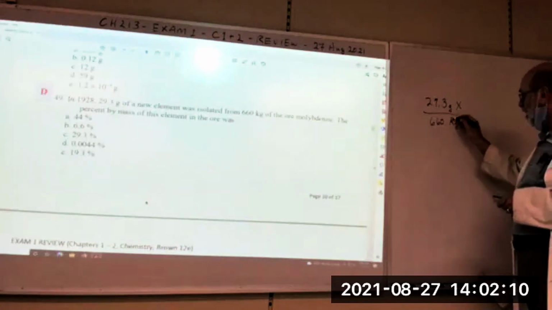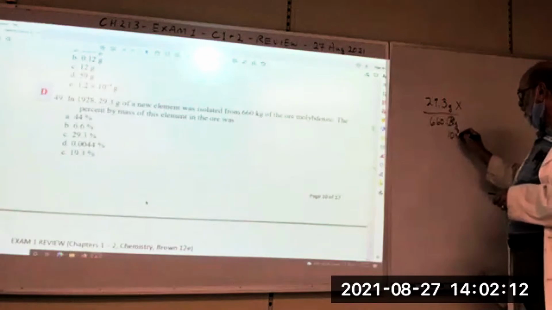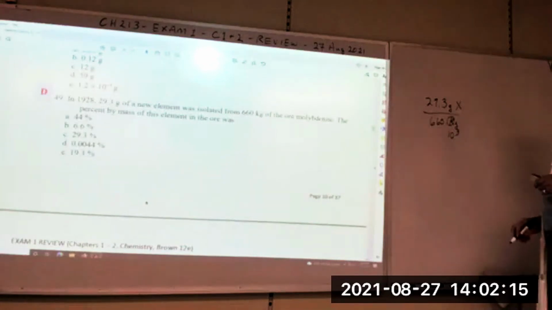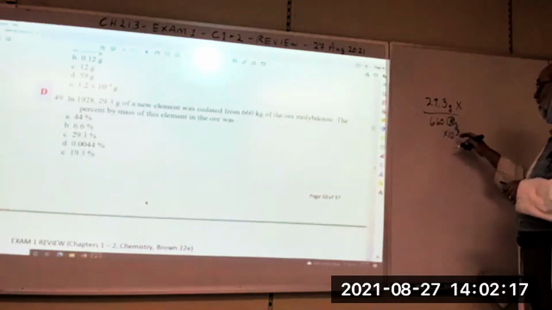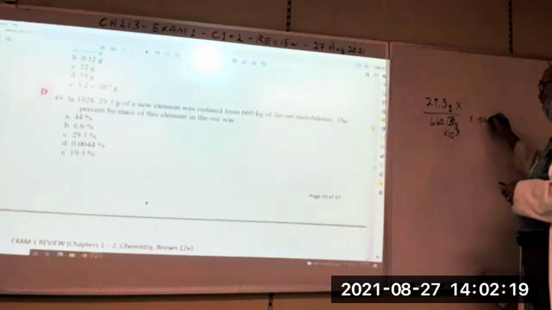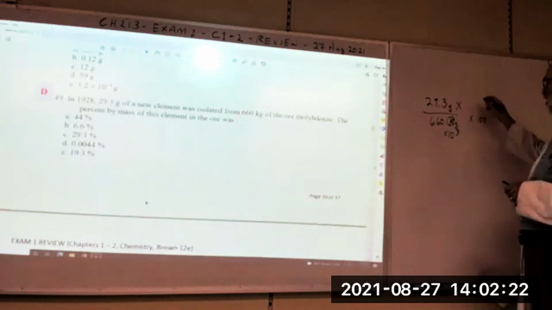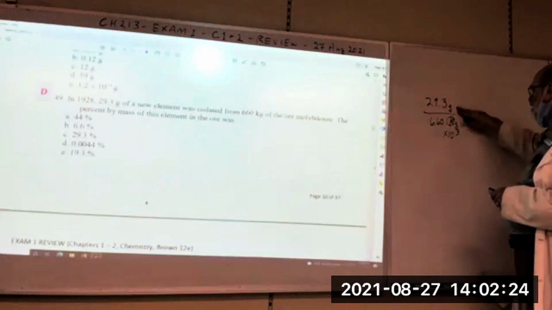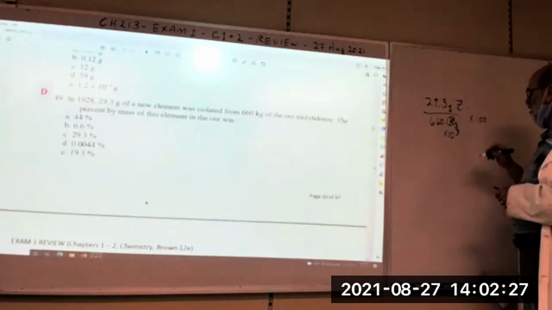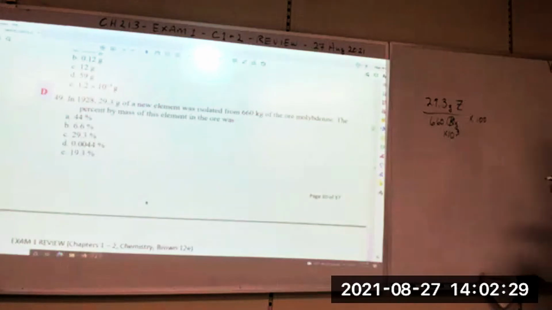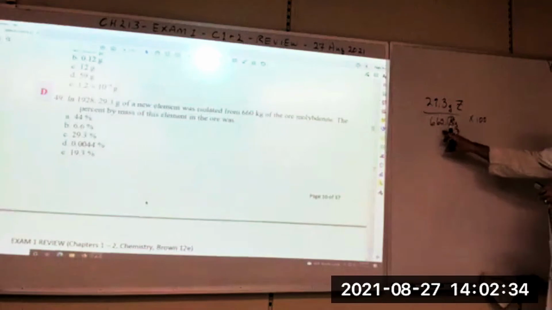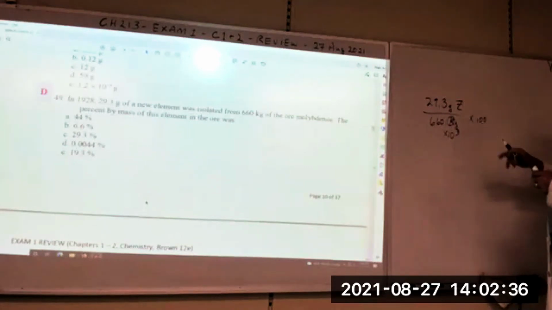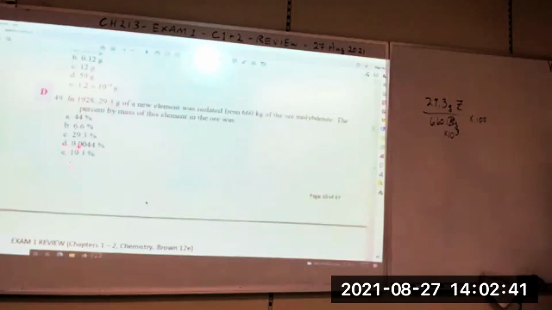So we need to take this kilo and make it 10 to the third grams. 660 times 10 to the third grams. Then times 100. I got too many X's up there. Let's call this something else. Element Z. Okay, so 29.3 divided by 660 times 10 to the third, then times 100. And that'll give you the percent by mass of this element, which is 0.0044.